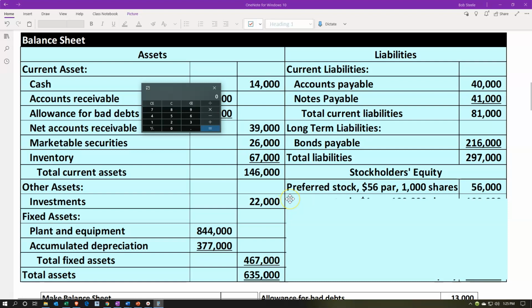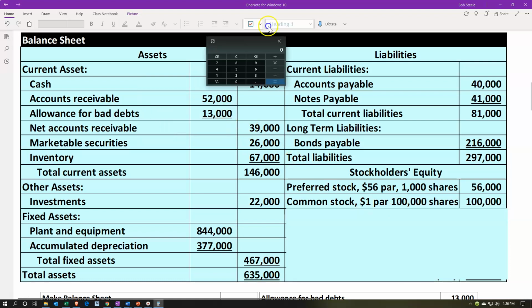So in any case, for the preferred stock, notice we have the $56 par and 1,000 shares. If you multiply them together, that's going to be the $56,000 for the preferred stock. And that represents us issuing preferred stock and receiving an investment from the preferred stockholders in the company. Then we've got the common stock, which we would think of as the normal ownership, because the common stockholders have voting rights in the organization.